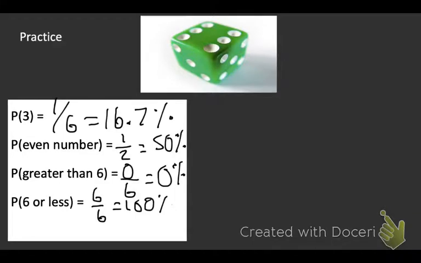All right, you should have paused the video, and now that you're back, these are the percentages. Probability of getting a 3 is 16.7%, an even number is 50%, greater than 6 is 0%, there are no numbers greater than 6. 6 or less is 100%, because every number on a die is 6 or less.